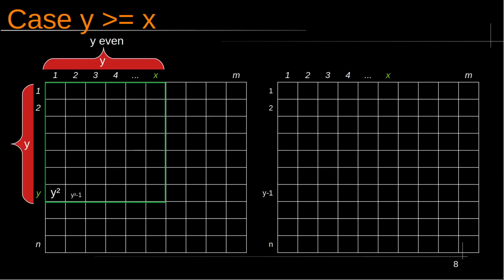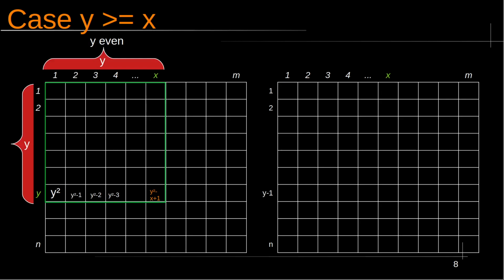and to compute the element at row y column x, we can use this formula, which is here. The next element on the right from y square is y square minus 1, here y square minus 2. So we have here y square minus x minus 1, which is y square minus x plus 1.